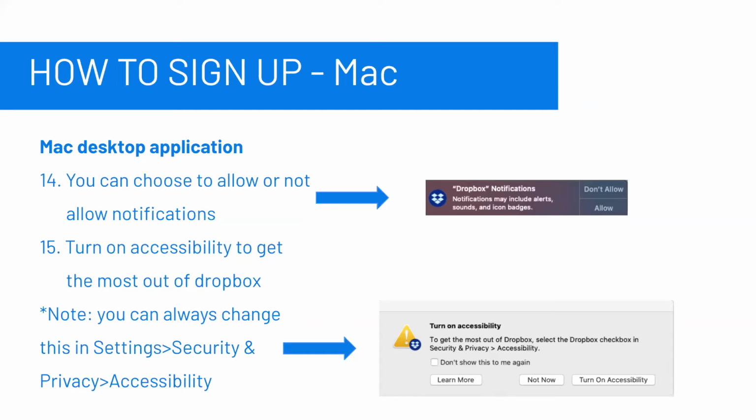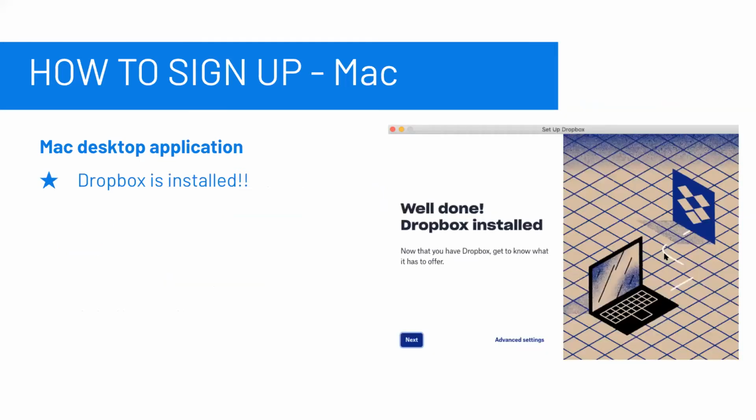Note, if you do turn on accessibility, you can always change this in settings by going to Security and Privacy, and then going to Accessibility. After you've completed these steps, this screen will pop up and your Dropbox will be installed. Continue the process by clicking Next, and instructions will be given to you.